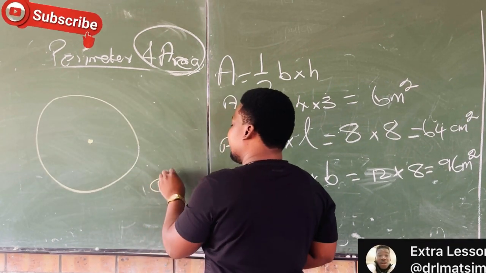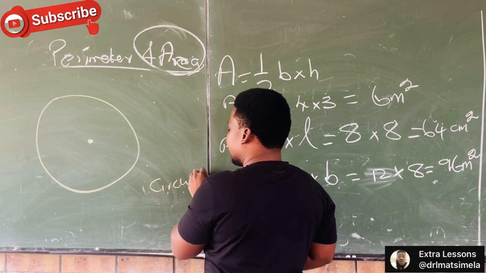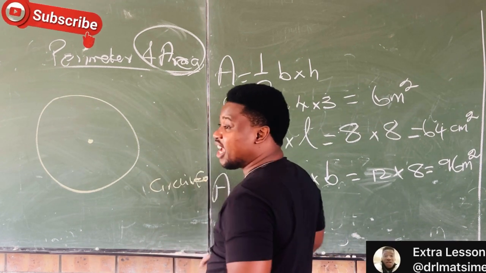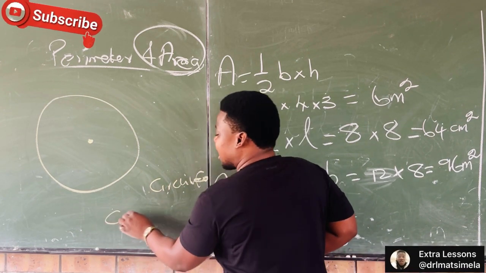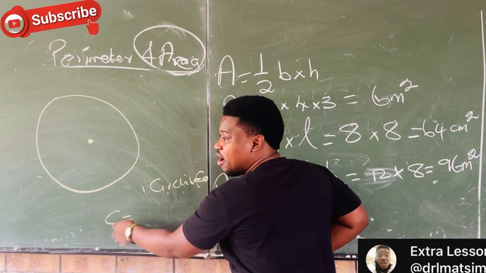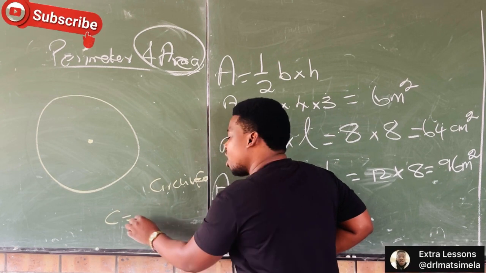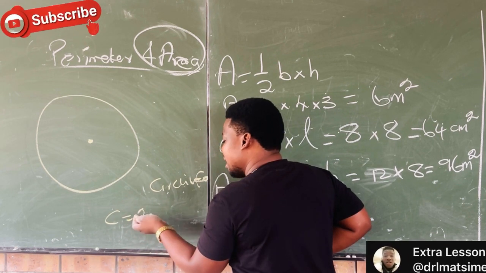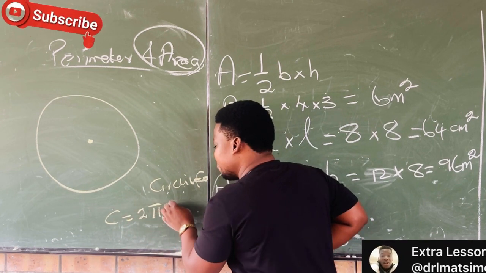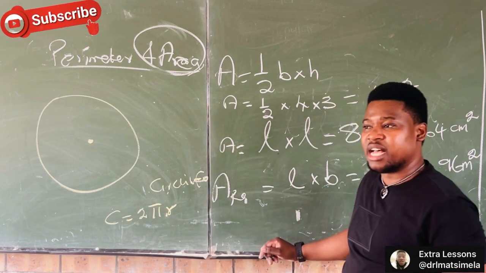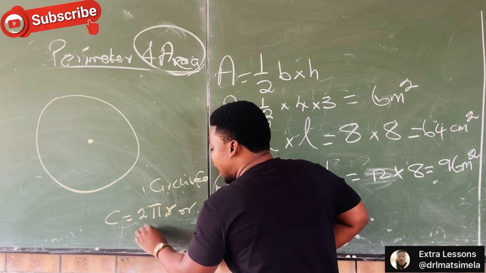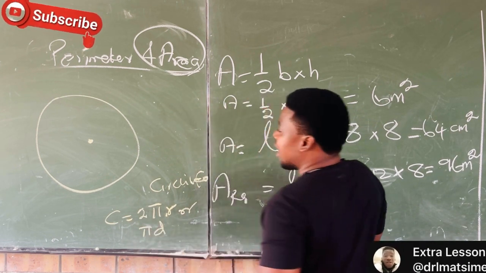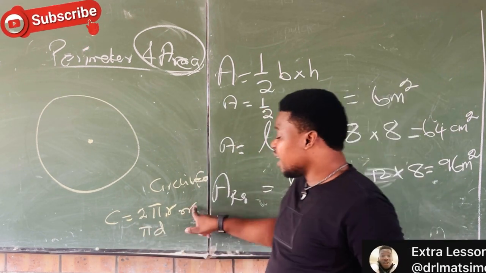Circumference. And the formula to calculate circumference is equal to 2 multiplied by pi multiplied by r, which is the radius. Or pi multiplied by diameter. Are we clear? Yes. What is r, what is diameter?